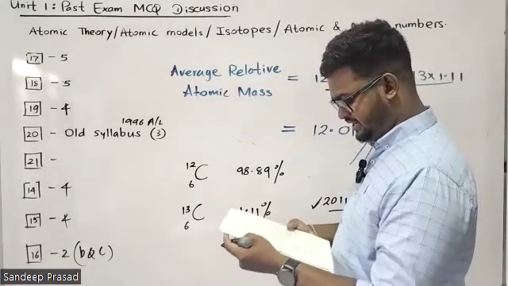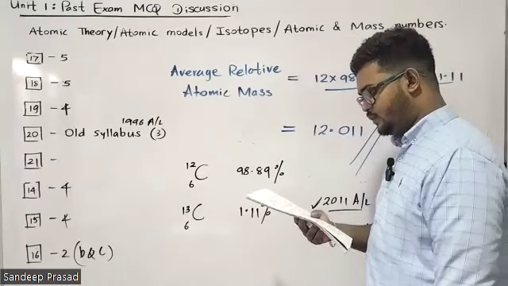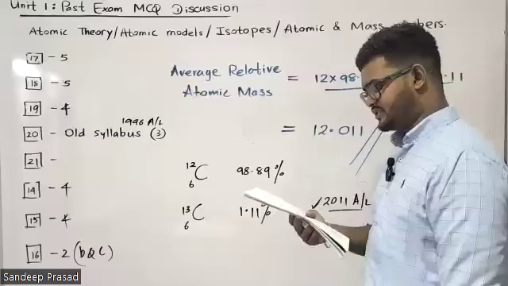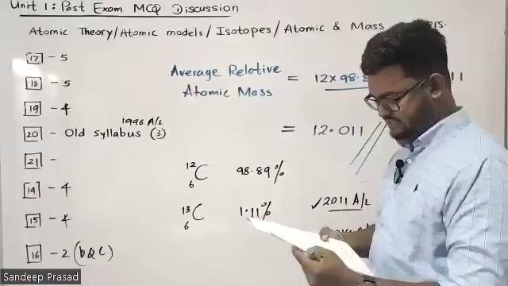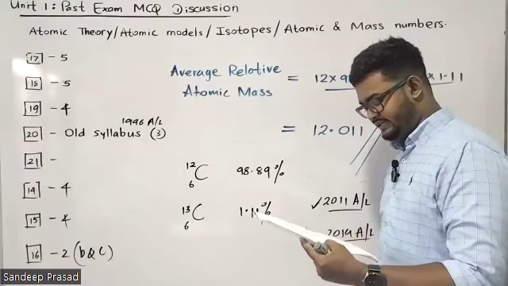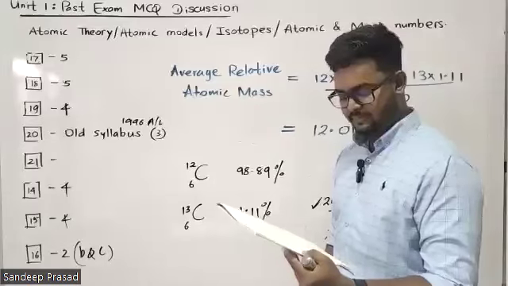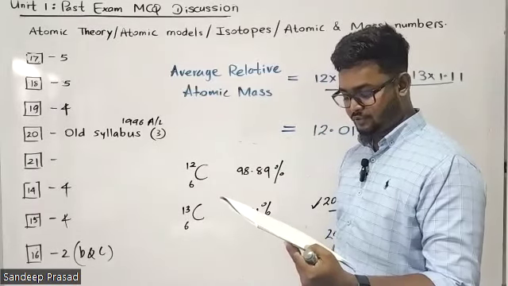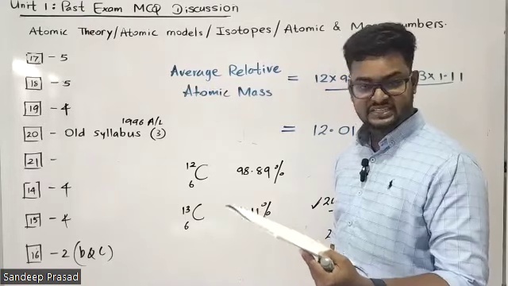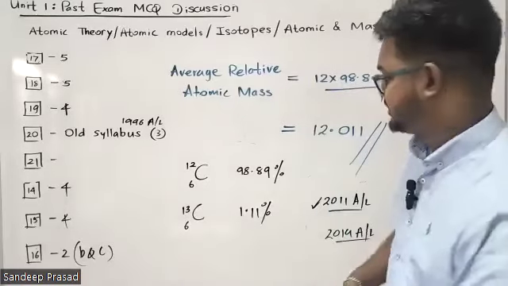Question number 21. The atomic mass unit is accepted as 1.66 × 10^-24 grams. Is that correct? Yes, that is correct. While exactly 1/12 of the mass of a carbon atom is taken as the atomic mass unit, and there are 6.022 × 10^23 carbon atoms in exactly 12 grams of carbon. Yes. Now look at this one.